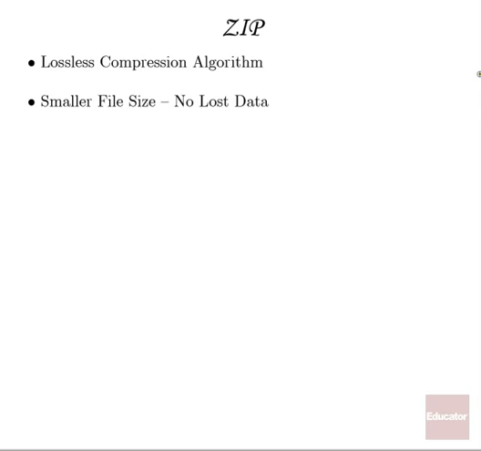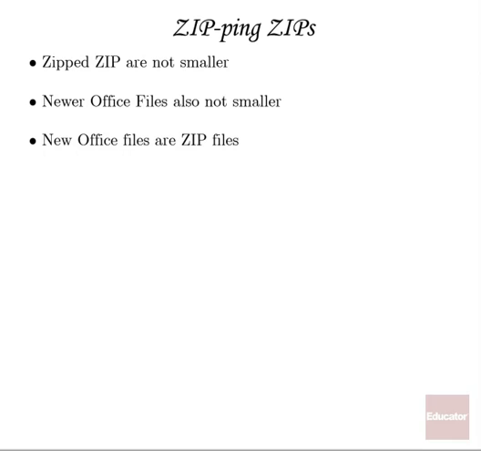However, if you've used zip, you may have noticed that if you try to zip a zip file, it doesn't get any smaller. In fact, if you try to zip two zip files together, they don't get any smaller. The nature of the algorithm is such that once it's been zipped, it can't be zipped again. If you've tried to email someone a rather large, newer Office file, such as a large Excel spreadsheet created in Office 2010, you may notice that if you try to zip those, they don't get any smaller either. And again, to reiterate, this is because newer Office files are in fact zip files.